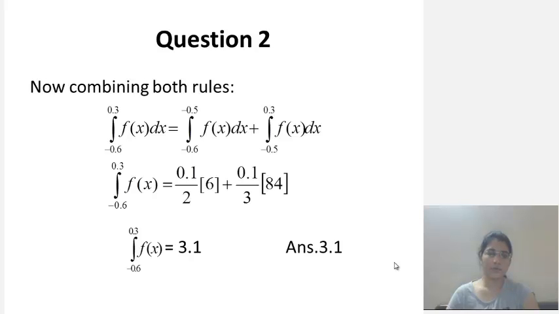Now combining both rules, we will get integration of f of x from minus 0.6 to 0.3 equal to integration of f of x from minus 0.6 to minus 0.5 plus integration of f of x from minus 0.5 to 0.3 with respect to dx. Now substituting the values of integration from previous slides, we can have integration of f of x from minus 0.6 to minus 0.3 equal to 3.1. Hence the answer is 3.1.